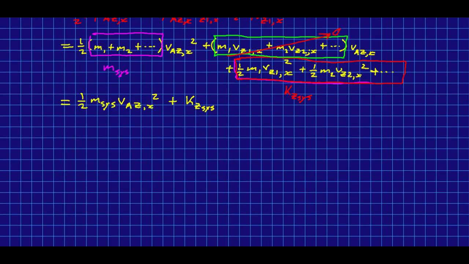Now let's look at the meaning of what we've got. This first part is a kinetic energy that is just like an object of inertia equal to the whole system moving along at the velocity of the center of mass frame. And so you can think of this as the kinetic energy of the center of mass of the system. And so that's what we're going to call it: the kinetic energy of the center of mass. And then we have this piece, which I've called K, the kinetic energy in the Z frame of the system.